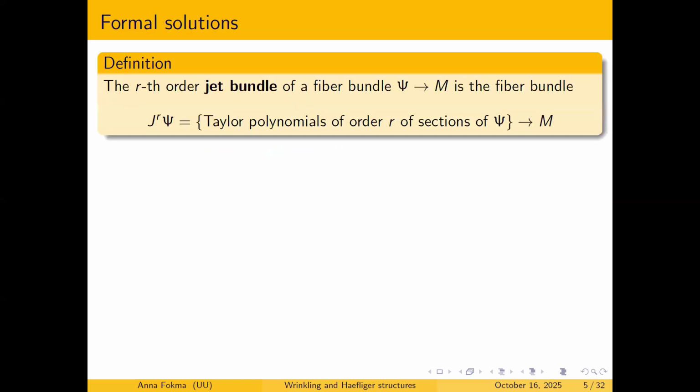And then what are these formal solutions? Well, you could think of them as almost solutions. They're not really what we're interested in, but they're close in some sense. And for that, we need to define jet bundles. Given the original fiber bundle psi, we can construct its rth order jet bundle, a bundle consisting of Taylor polynomials of order r of sections of the original bundle psi. So it is a fiber bundle in itself.